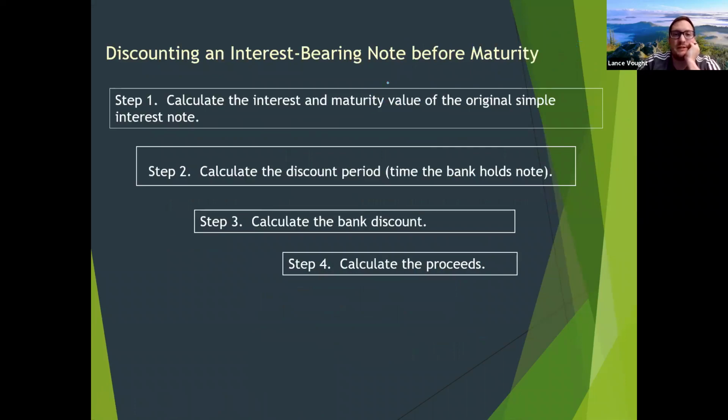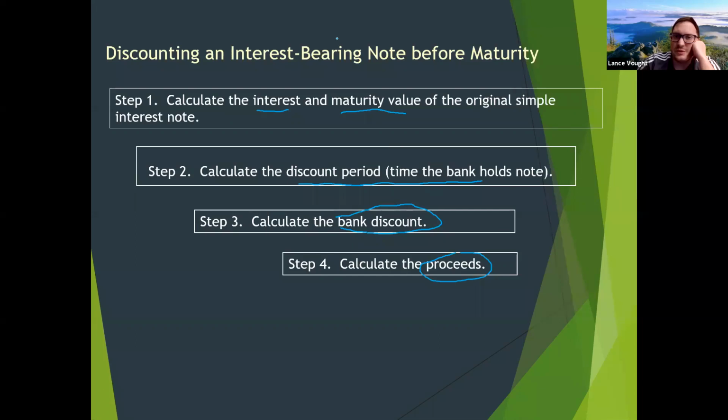So the step-by-step process is you want to calculate the interest and maturity value of the simple interest note. You want to calculate the discount period, how long they're going to hold the note. You're going to calculate the bank discount, and then you're going to calculate the proceeds.